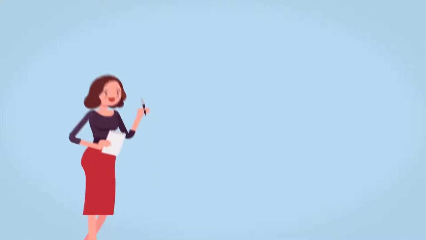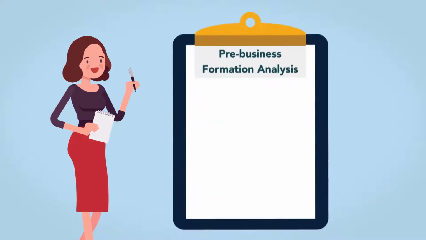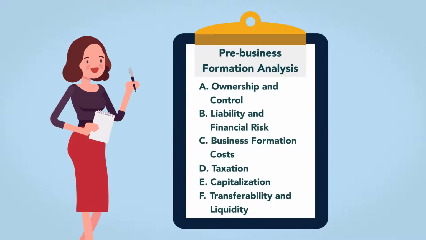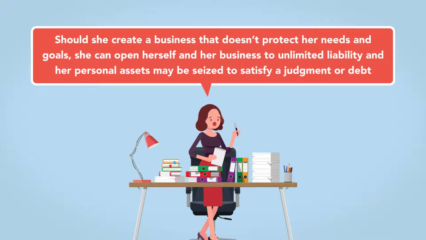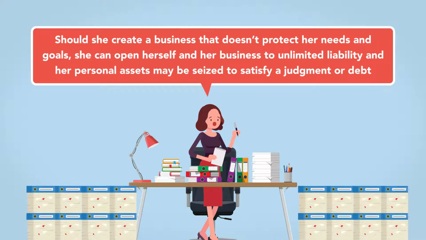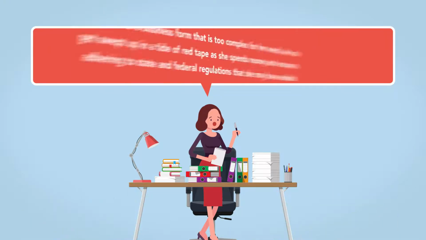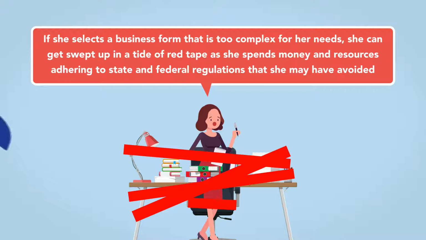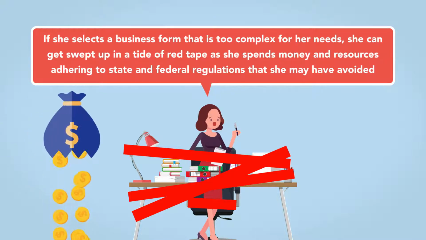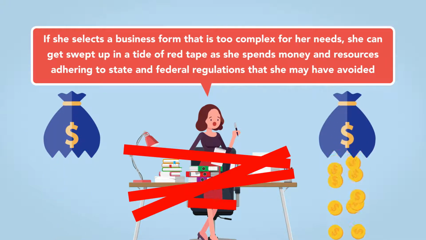The entrepreneur should select the most appropriate business entity after analyzing 6 factors in a pre-business formation analysis. Should she create a business that doesn't protect her needs and goals, she can open herself and her business to unlimited liability, and her personal assets may be seized to satisfy a judgment or debt. If she selects a business form that is too complex for her needs, she can get swept up in a tide of red tape as she spends money and resources adhering to state and federal regulations that she may have avoided.